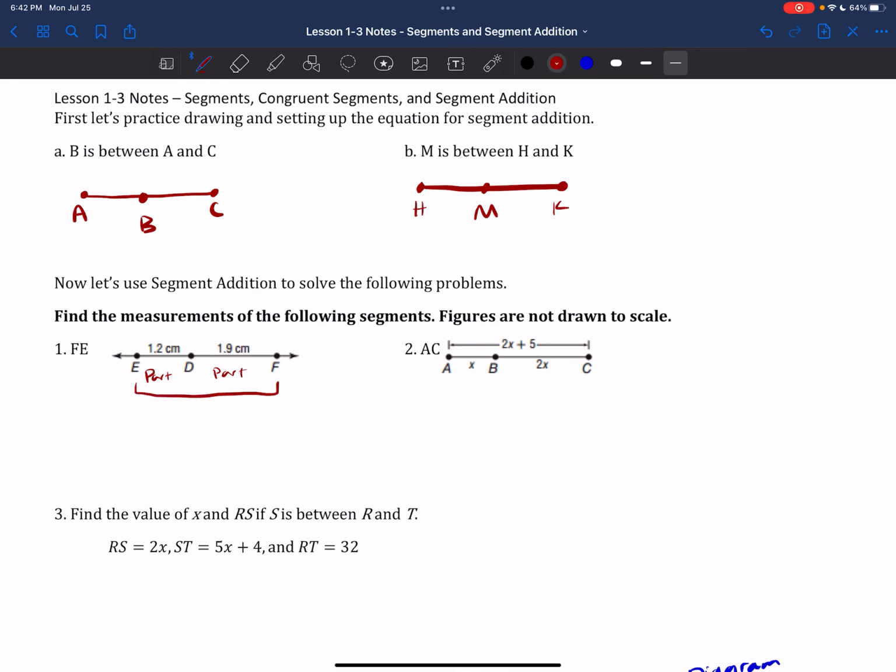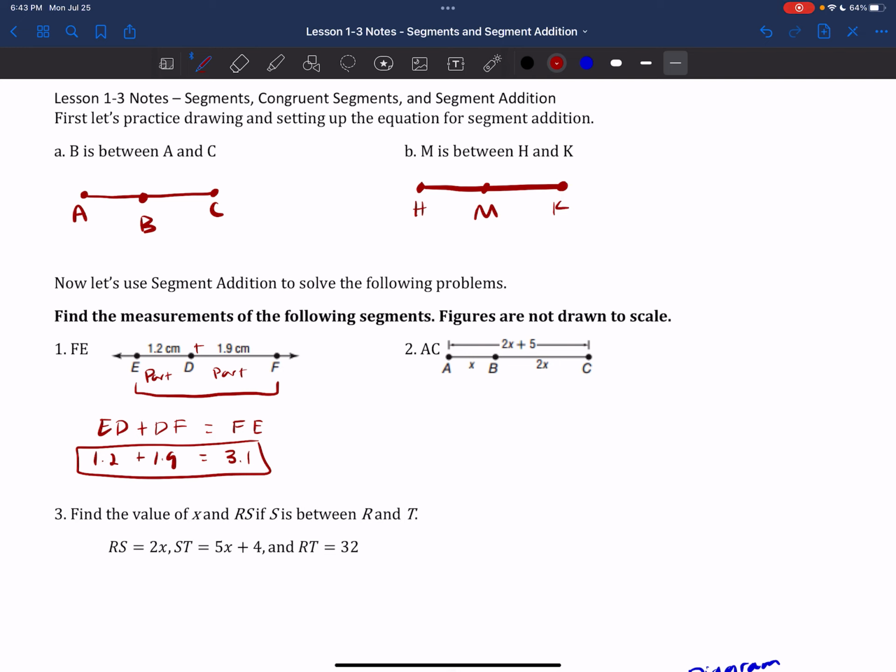Then I'm trying to figure out what EF is, so I have to add those 2 things together, right? So I have ED plus DF, which is going to give me FE, or EF. It doesn't matter, the order doesn't matter in this case. So I have 1.2 plus 1.9, and if I put that in my calculator, that's going to give me 3.1. That's my answer. EF, or FE, is 3.1.